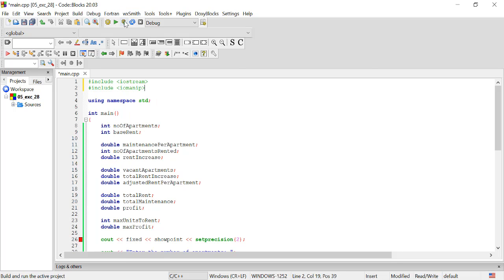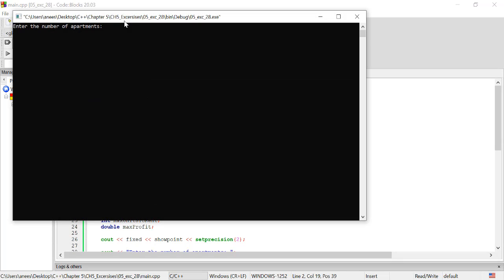iomanip. Now if I run it again, enter the number of apartments, 40. The base rent per apartment is $700. The maintenance cost is about $27, and the rent increase is $40.